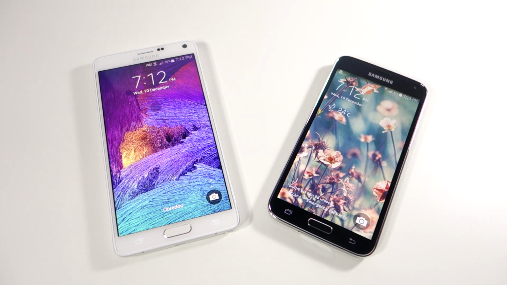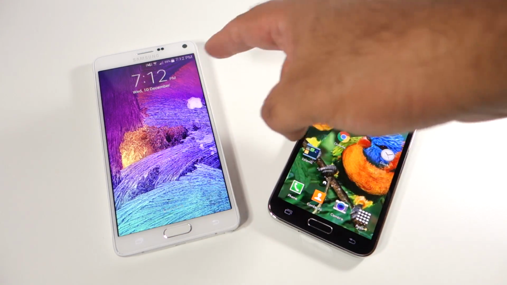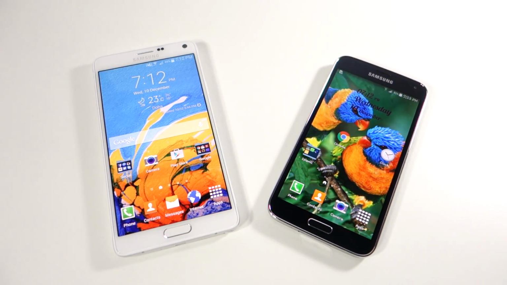What's up everyone, Tech Cloud here, and in this video I'm going to show you the camera comparison of the Samsung Galaxy Note 4 and the Samsung Galaxy S5. Both phones have 16 megapixel cameras, and on paper specs are very similar, and other than the OIS on the Note 4, it looks like both have very comparable hardware in terms of the camera.